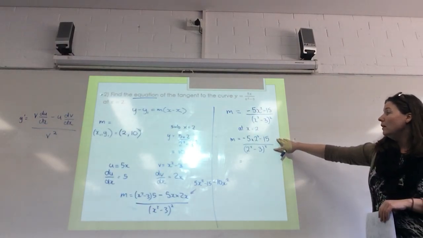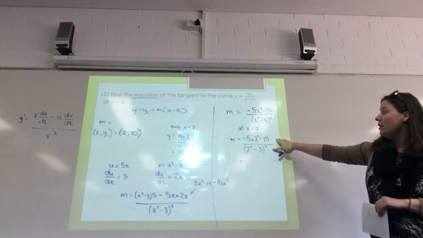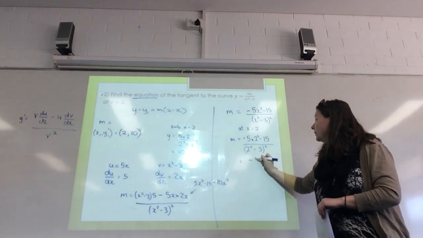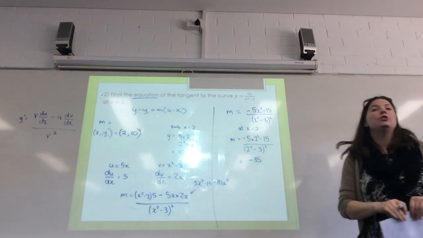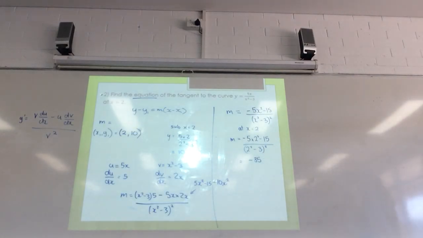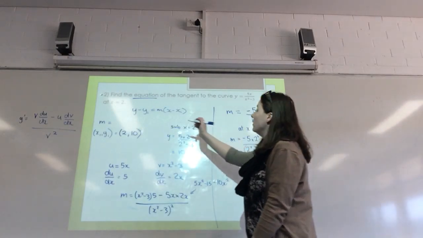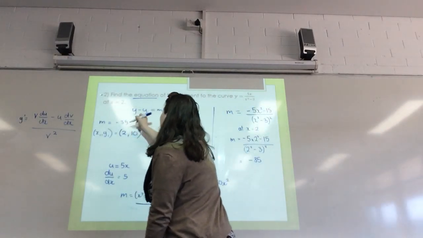Okay, right. So what have we got here? Negative 35. Negative 35? Yeah. Okay, right. So what do we do now? Boys? What do we do now? Sub it in. Okay, into what? y minus y1 equals m bracket x minus x1. Okay, so we're going here.